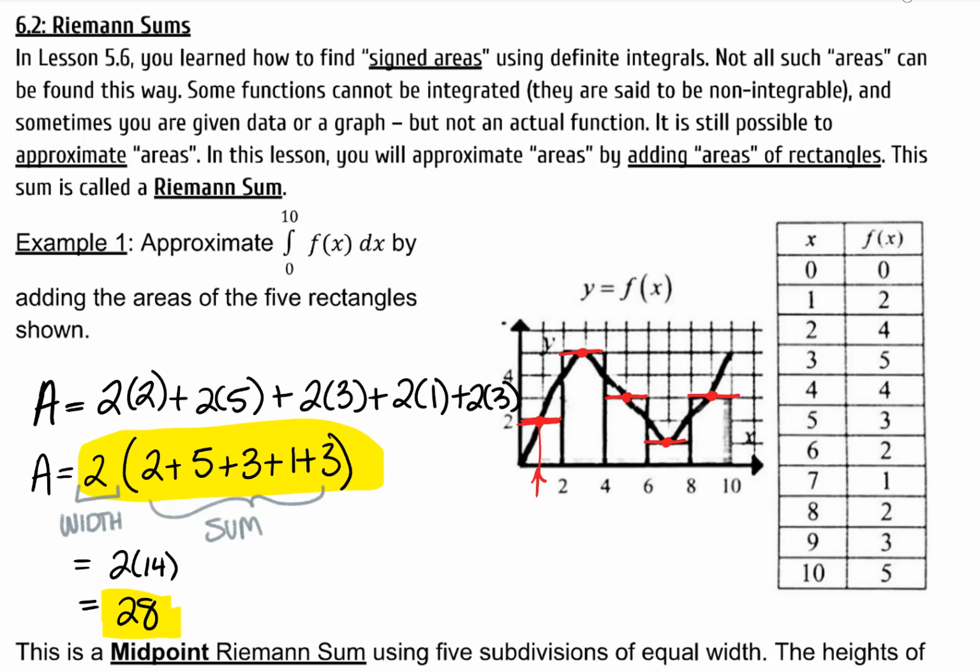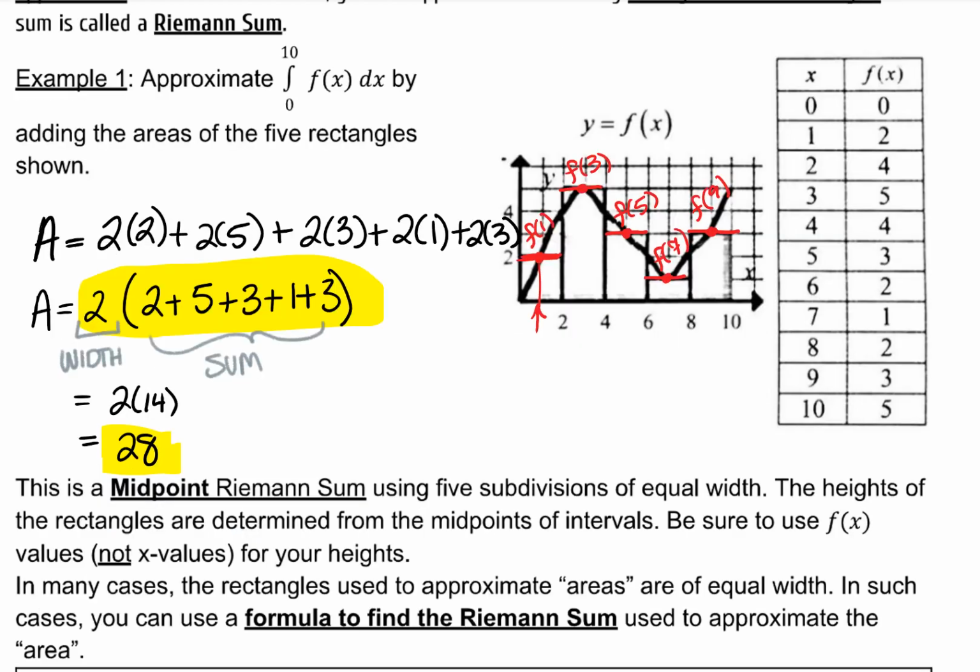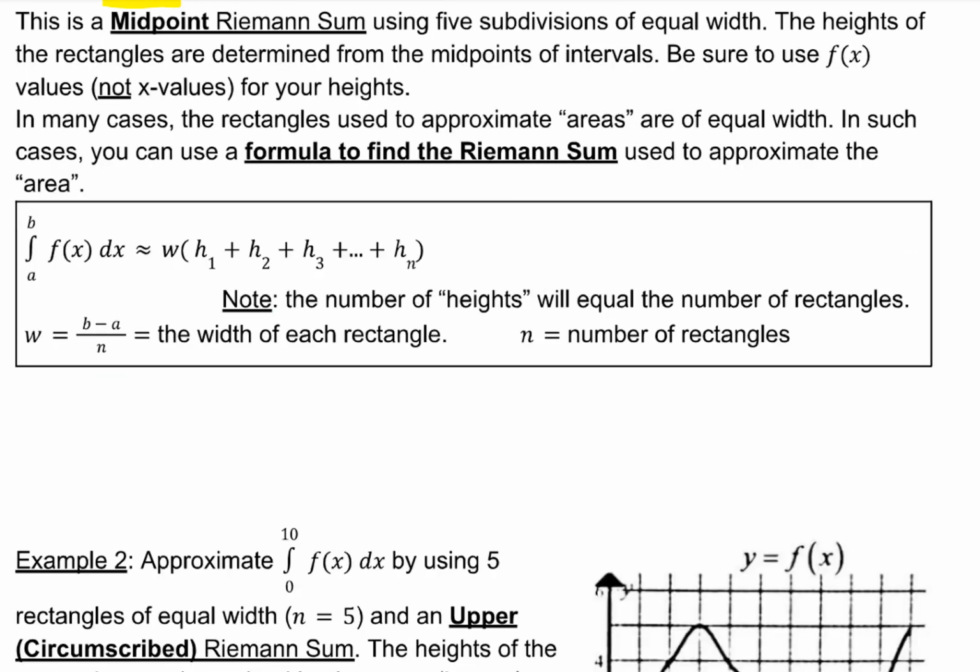So this height was f of 1, this height was f of 3, this height was f of 5, and so on. The heights of the rectangles are determined from the midpoints of intervals. Be sure to use f of x values, not x values, for your heights. In many cases, the rectangles used to approximate areas are of equal width. In such cases, you can use a formula to find the Riemann sum used to approximate the area.